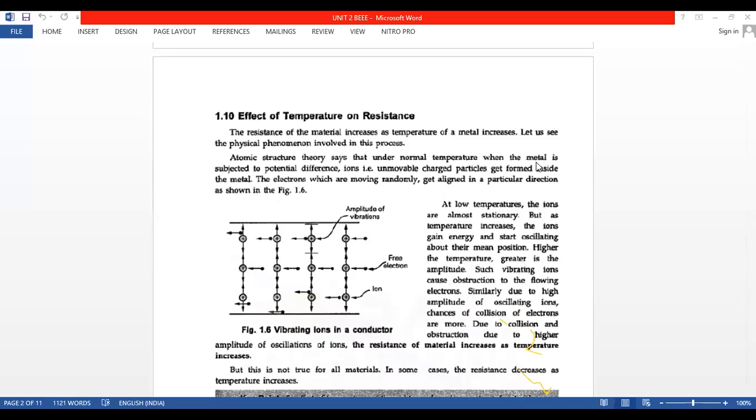Under normal temperature, when the metal is subjected to potential difference, that is, when voltage is applied to the conductor, few charges or few electrons will move from one place to another place, and few electrons are constant. Now, when the voltage value is less, the temperature is also less. The few electrons are constant, but when the voltage value is increased, temperature increases, and these electrons which are static start vibrating. When they vibrate, heat energy is created and temperature also increases.